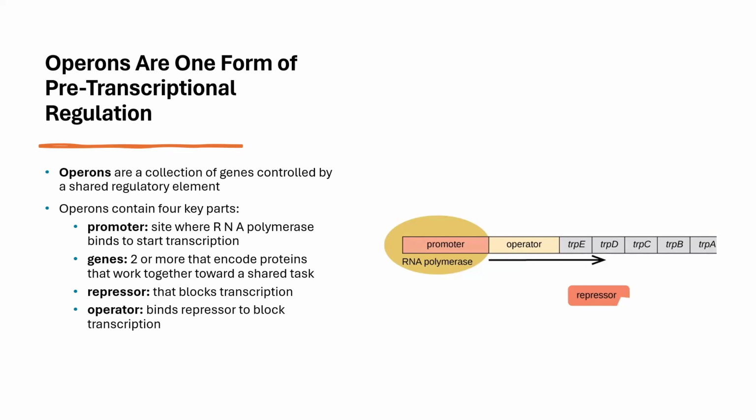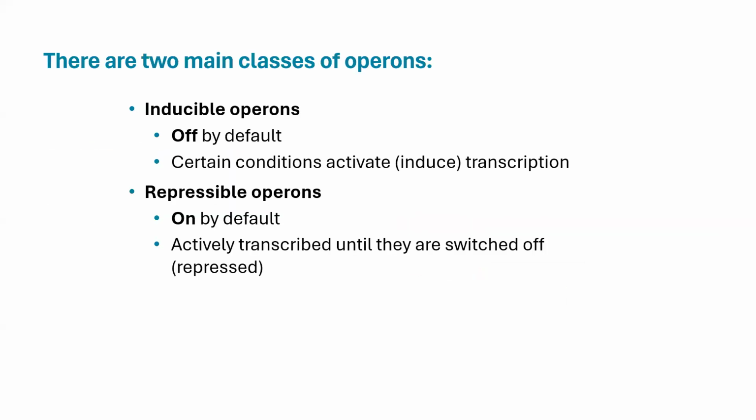And then the repressor is going to be the transcription factor that blocks transcription, and the operator is the place where the repressor binds and blocks the transcription. There are two main classes of operons. We have inducible operons and repressible operons. So by default, the inducible operons are turned off, and thus they can be induced to be turned on. And by default, the repressible operons are turned on, and thus they can be repressed to be turned off.